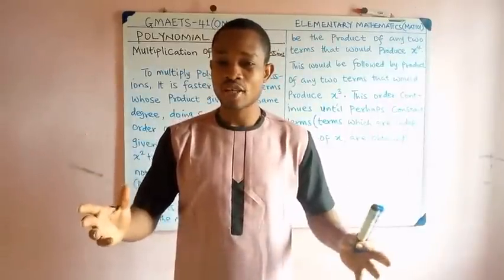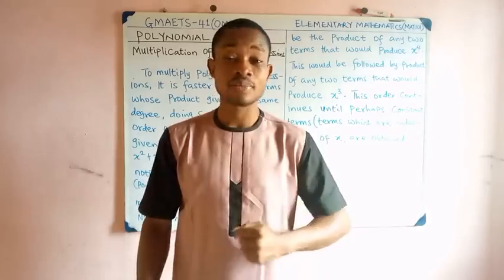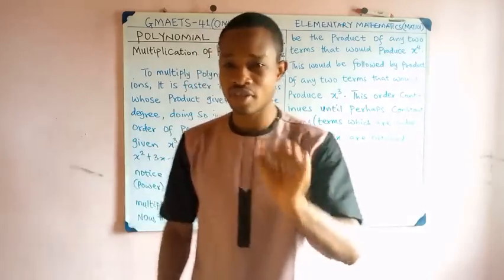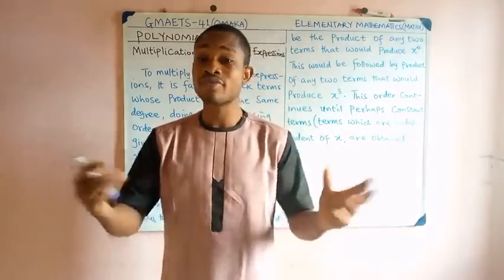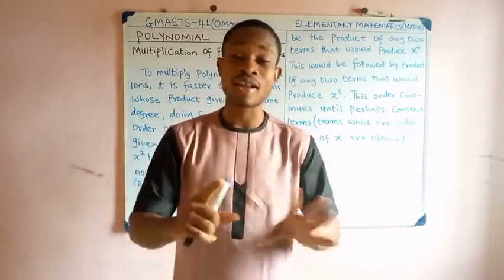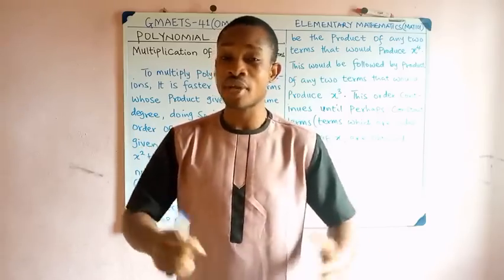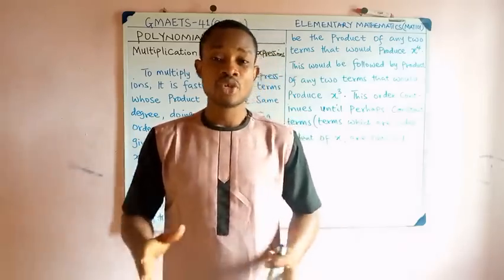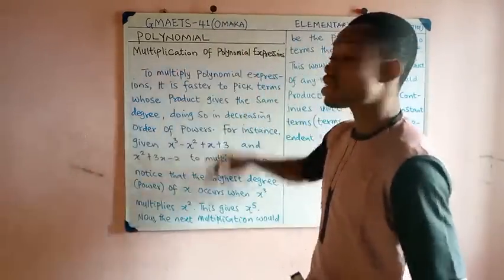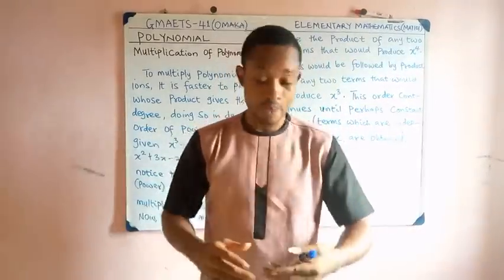In the previous class, we treated addition and subtraction of polynomial expressions, where we stated that to do that, we work with their like terms. You add and subtract like terms, where like terms with polynomials deal with those terms that have the same powers. In this video, we are introducing multiplication of polynomial expressions. How do we multiply polynomial expressions?